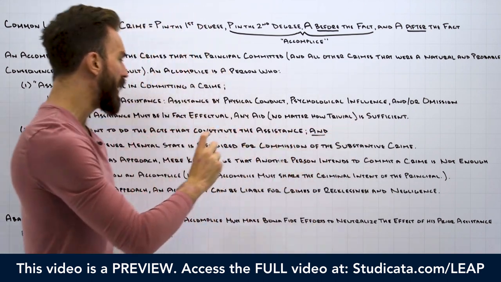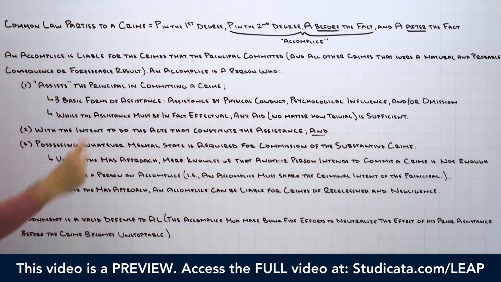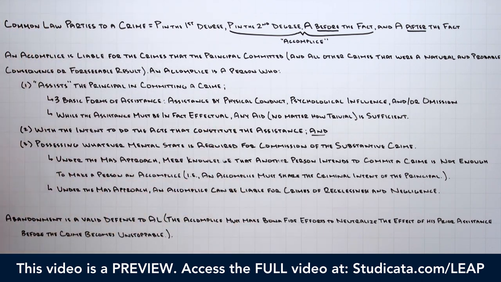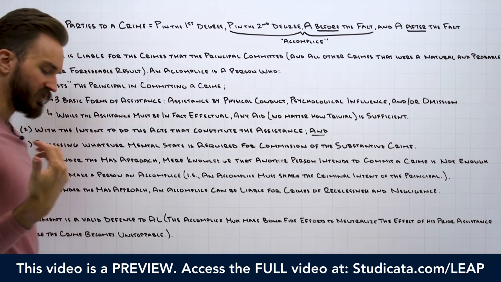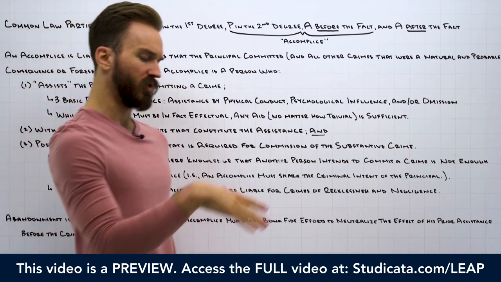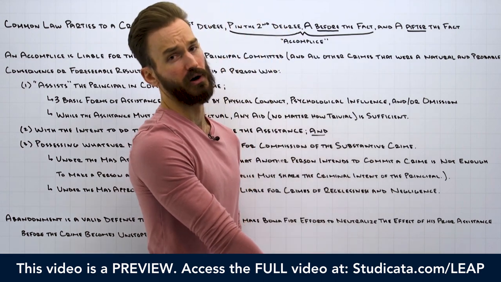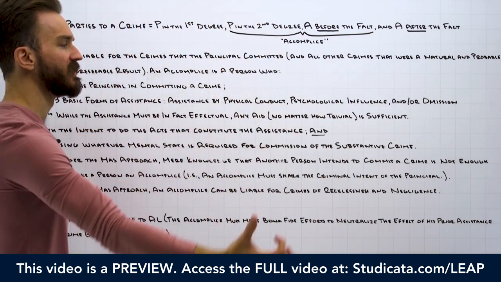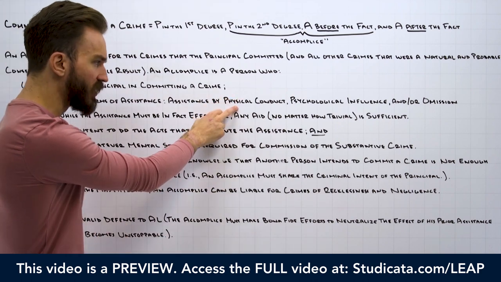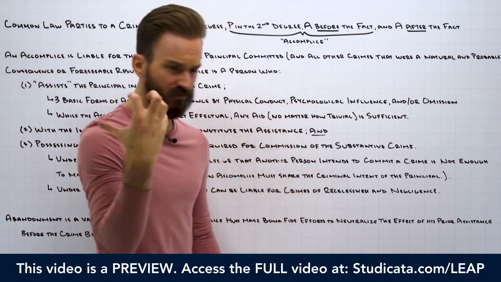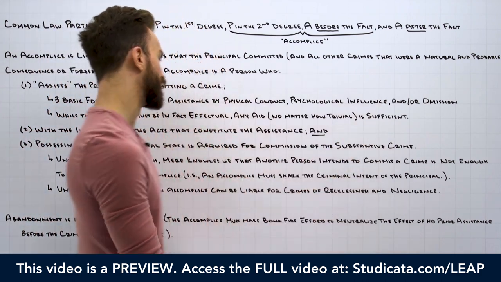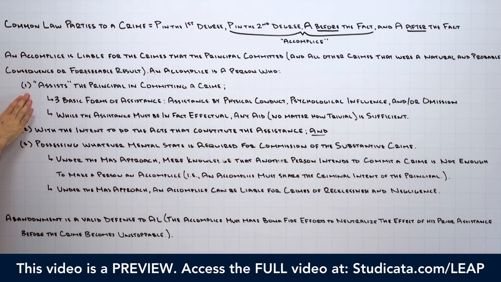So the takeaway here is it doesn't take much. Any assistance, no matter how trivial, is sufficient to satisfy this first element. Right, so the first element, our actus reus requirement for accomplice liability, is a pretty low barrier. While it has to have some effect, any aid, any assistance, any type of physical conduct or psychological influence, any encouragement, no matter how trivial, is sufficient. So it's kind of easy to satisfy this first element.